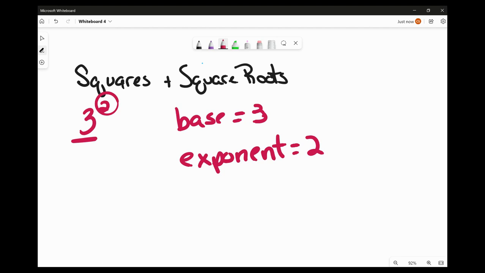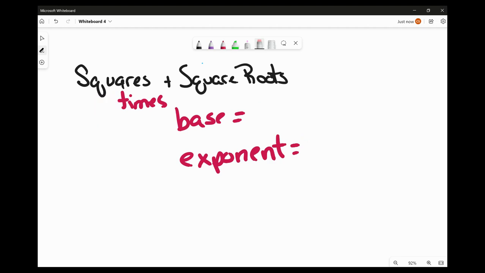And what you would do is you would multiply the base. It's all about the base, right? So we're only multiplying the base, and we're multiplying it as many times as what's on the exponent. So the exponent tells me how many times to multiply it. In this case, I'm multiplying 3 2 times, and I would get 9. So you're only multiplying by what the base is, okay? You never multiply the base times the exponent.